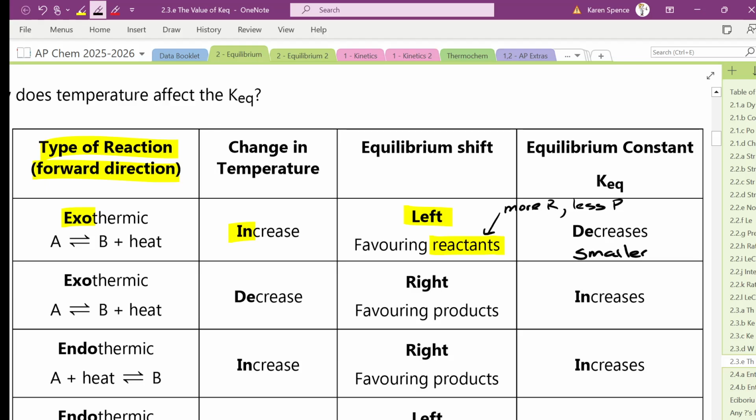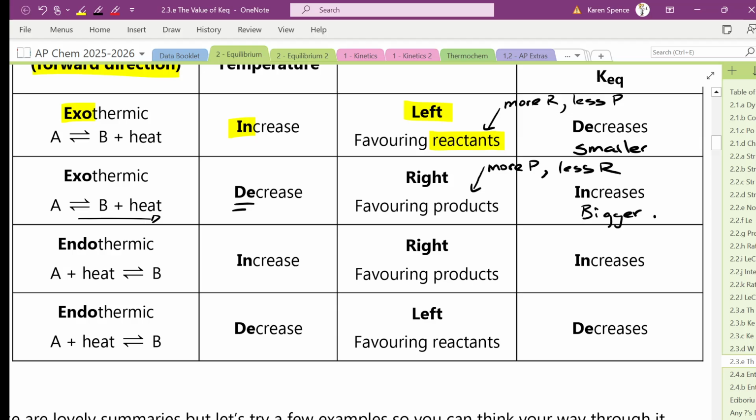Did that make sense? Nobody's nodding. Okay, good. If it's exothermic and we decrease the temperature, it's going to shift to the right to release energy to bring the temperature back up. That's going to favor the product, so we're going to have more products, less reactants, and therefore KEQ will increase. It will get bigger.